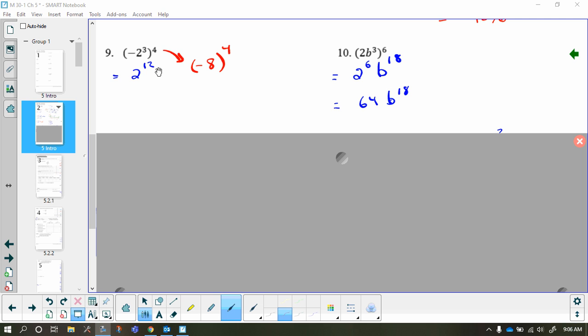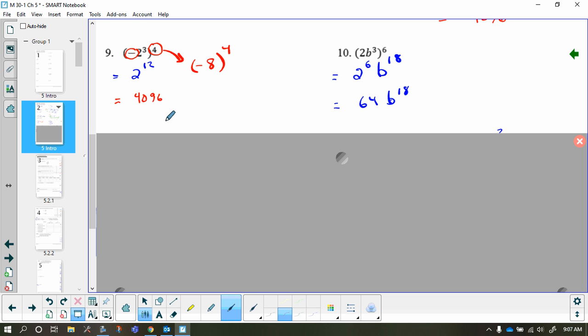Again, I recognized that since I had this negative here, and I had an even exponent out there, I knew that the negatives would end up canceling out, because that means I have 4 negative 1s multiplied together. So I ended up just ignoring the negatives, and then I multiplied these exponents. And again, if we evaluated, we would get 4,096, as we did in question 8.